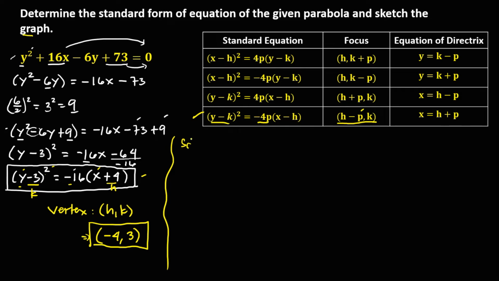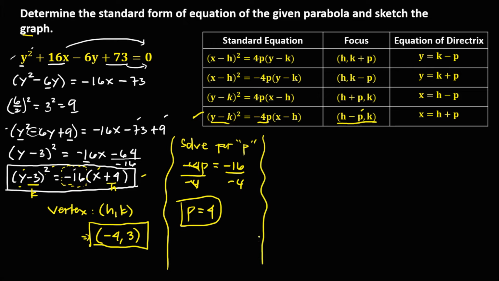So to solve for p, since this one is negative, we use negative 4p equals this negative 16. Then divide by negative 4, divide by negative 4. So p is equal to positive 4.